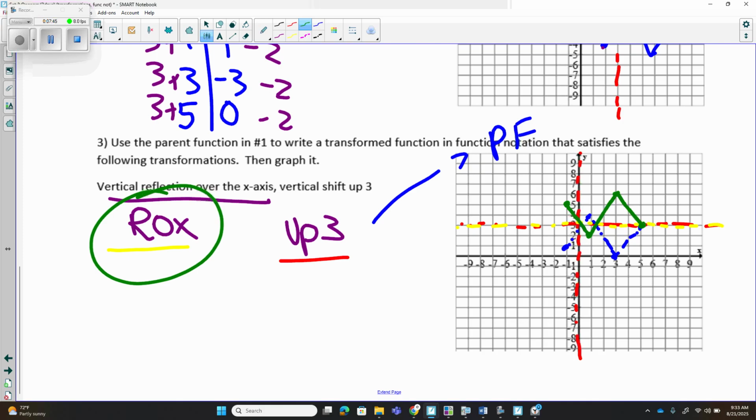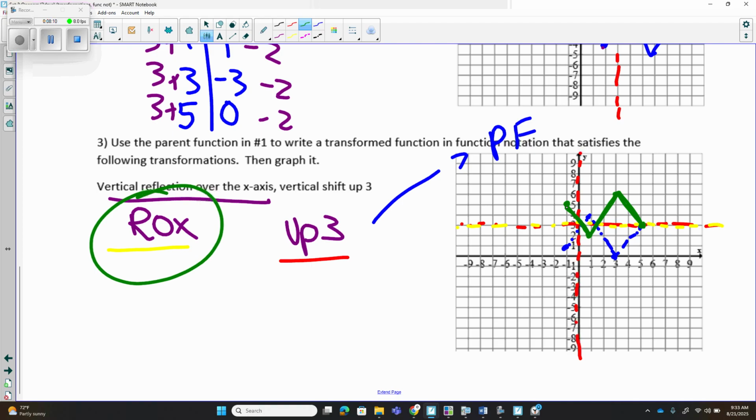I'll connect my dots. The green graph is your final output. Okay? The final one. If you feel like it, you can erase the blue one if it's bothering you on your graph, but just make sure your final image is bold. Okay? I can tell that's what you ended up with.